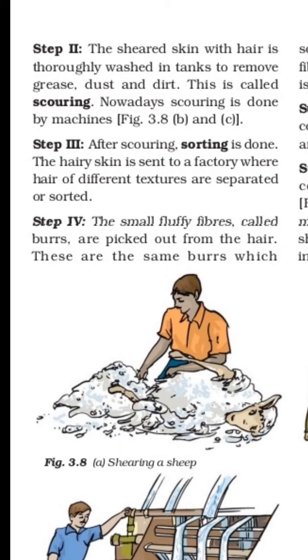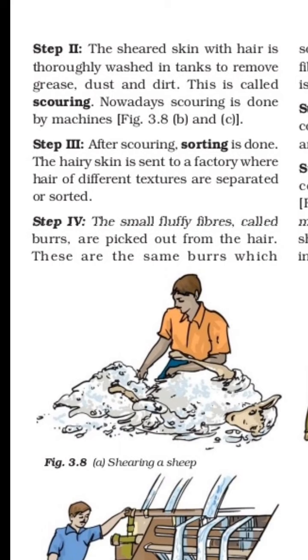Step 1, shearing, is like a cutting process; step 2, scouring, is like a washing process. Step 3: after scouring, sorting is done. The hair skin is sent to a factory where hair of different textures is separated and sorted. This is the third step, the sorting process.